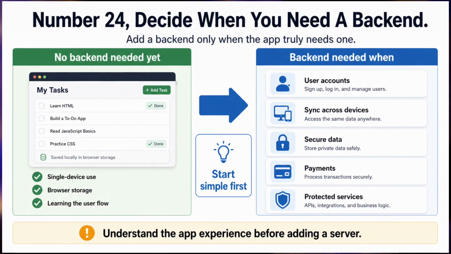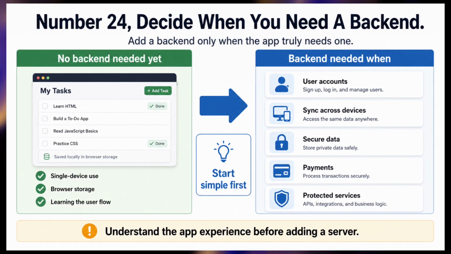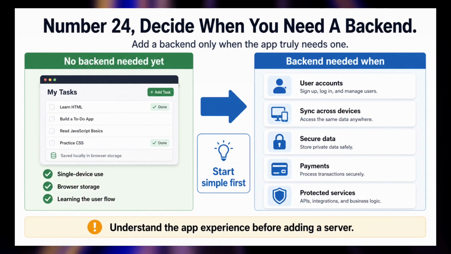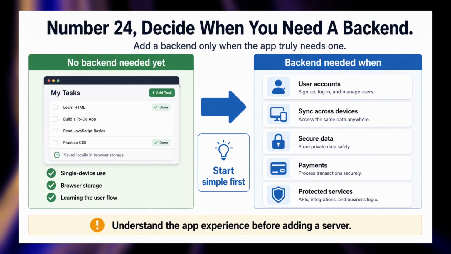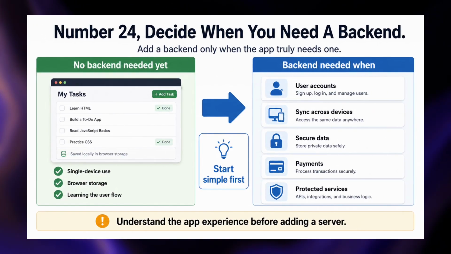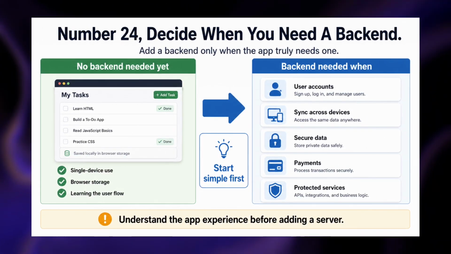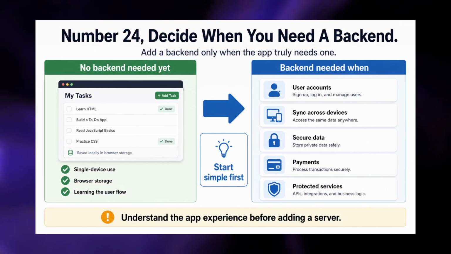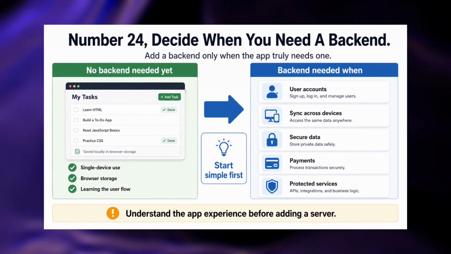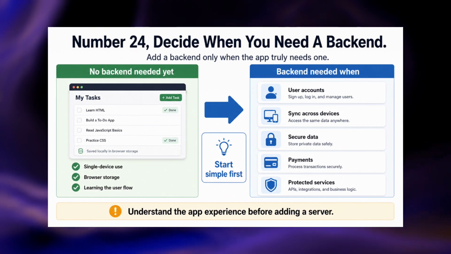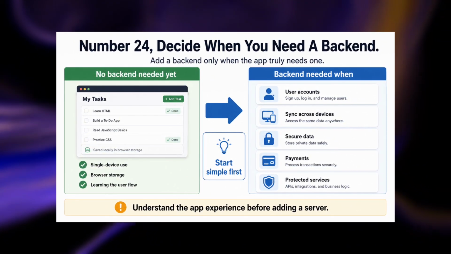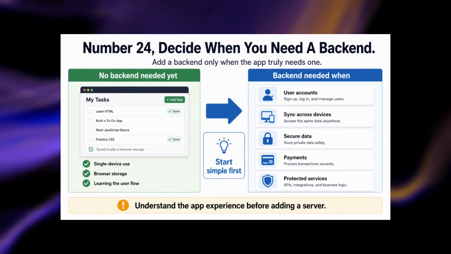Number 24. Decide when you need a backend. A backend is the server side of the app. You need it when users must have accounts, share data across devices, store data securely, process payments, or connect to protected services. You do not need it for the very first local task manager. Start without a backend so you understand the user experience first. When the app becomes useful, ask Claude to compare simple backend options and explain the trade-offs before writing any code.